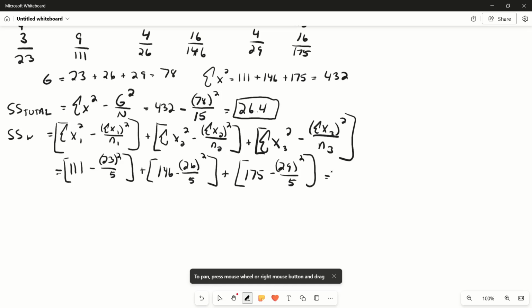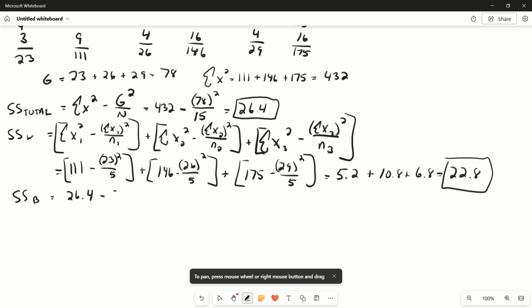So that simplifies to give me 5.2 plus 10.8 plus 6.8. And that sum of squares within is going to be 22.8. So once I do those three groups, I come up with 22.8 as my sum of squares within. Now to get sum of squares between, we just subtract. So sum of squares between is going to be the sum of squares total minus sum of squares within, which is 22.8. And that gives me 3.6 as my sum of squares between.